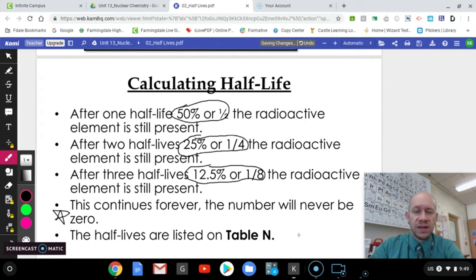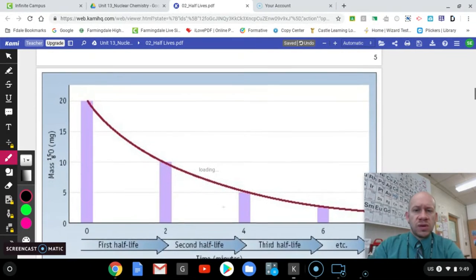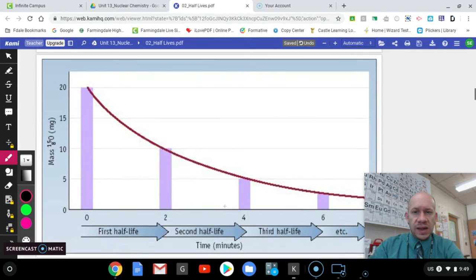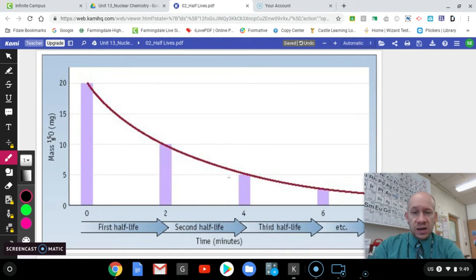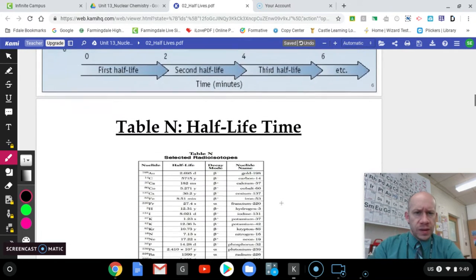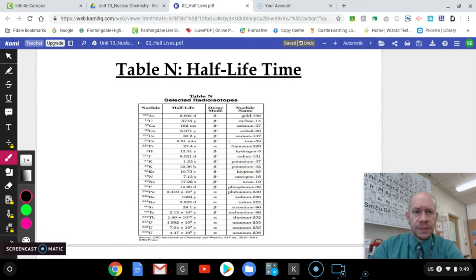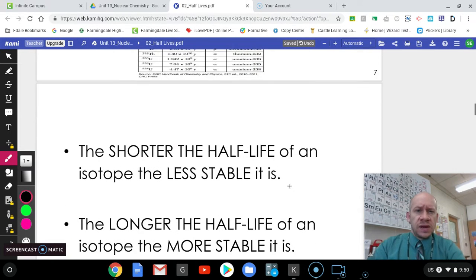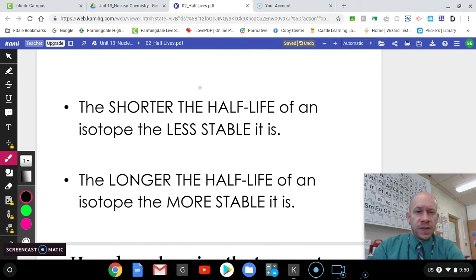The half-lives are listed for our selected radioisotopes on Table N. So here's what a graph looks like, and we actually will do that in a lab. It curves down like this, and it will go forever. So Table N has your half-life times. They are listed here for our selected radioisotopes. The shorter the half-life of an isotope, the less stable it is. And the longer the half-life of an isotope, the more stable it is.